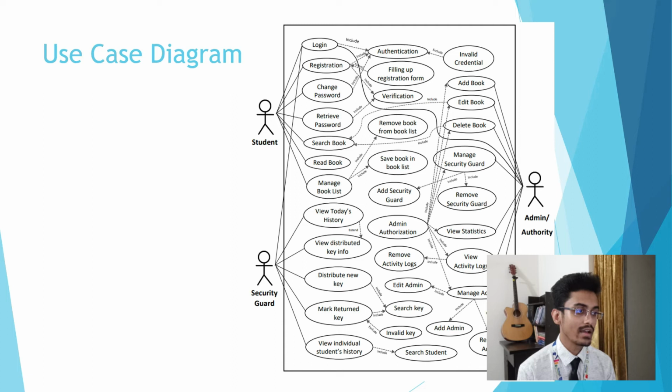And admin and authority have the major power. They will be able to add book, edit book, delete book, and manage security guards. Manage security guards includes adding and removing security guards. Admin will also be able to view statistics, view activity logs, and manage admin. Manage admin includes adding an admin and removing an admin. They will be able to edit the admin as well. So that's all about the use case diagram.